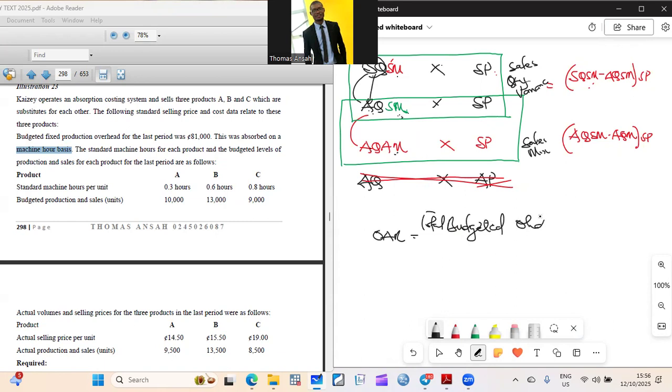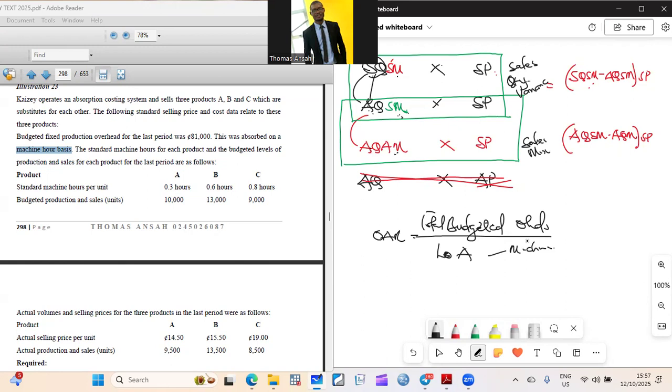Total budgeted overhead over total level of activity. The level of activity in this question is machine hours. The standard machine hour for each product and the budgeted level of production and sales for each product for the last period is also as follows.